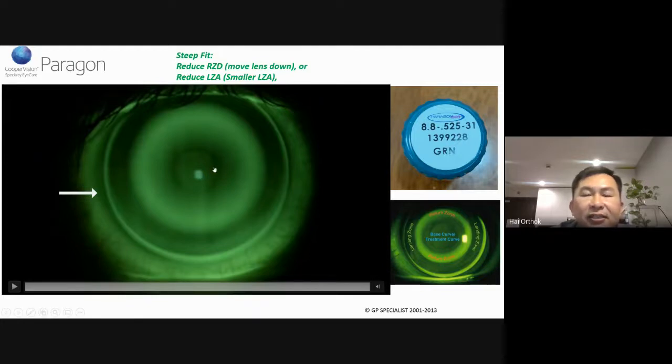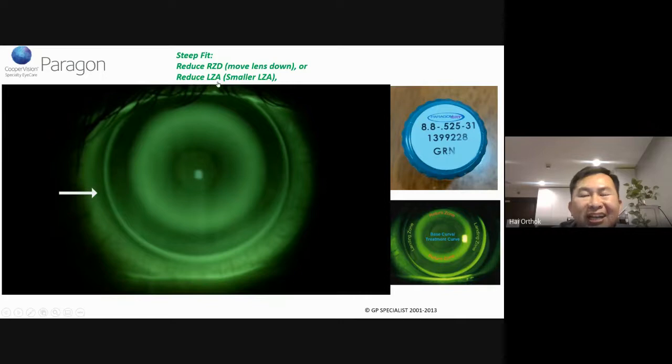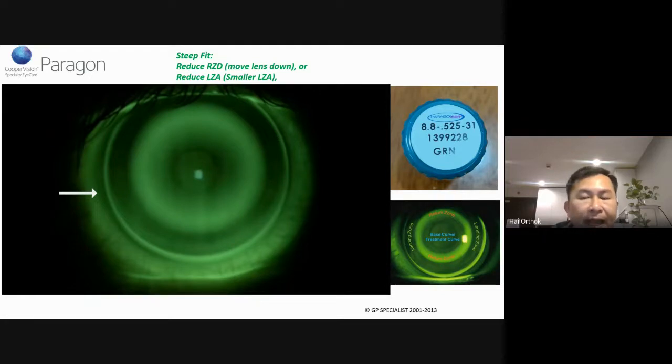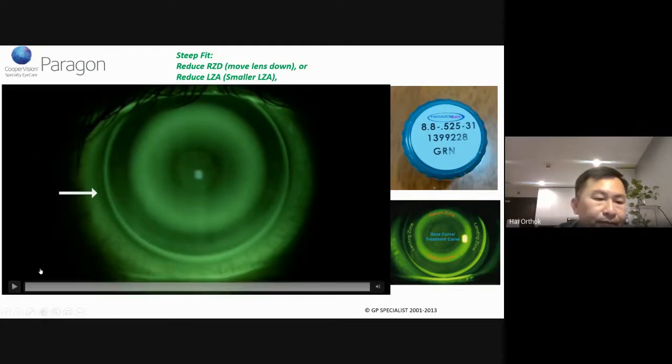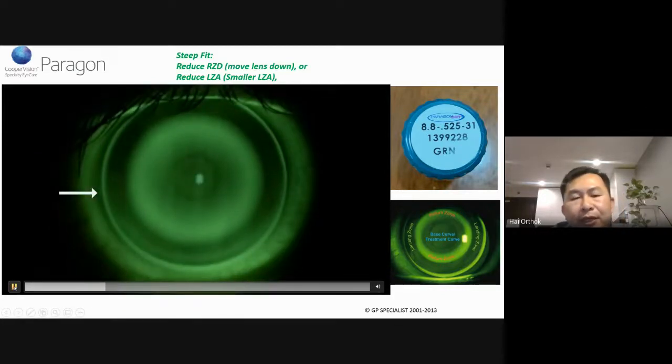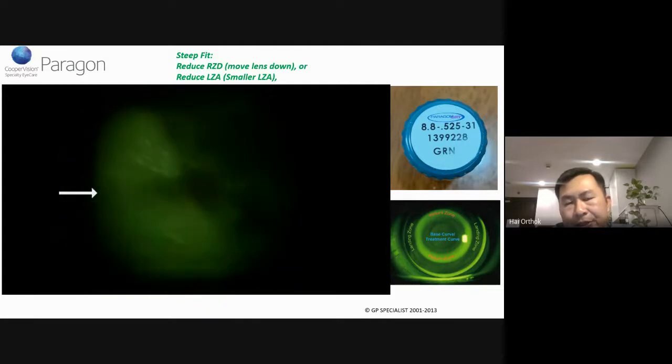And the good thing is with this kind of lens, we can reduce the landing zone angle, make the landing zone angle smaller, and it will flatten the entire lens down. So with Paragon CRT, if we are experts, we have many ways to troubleshoot it.